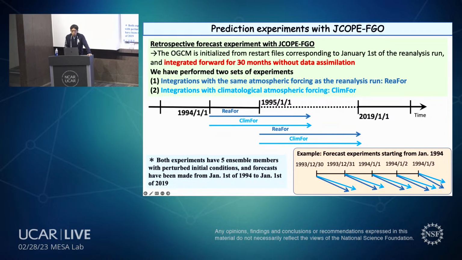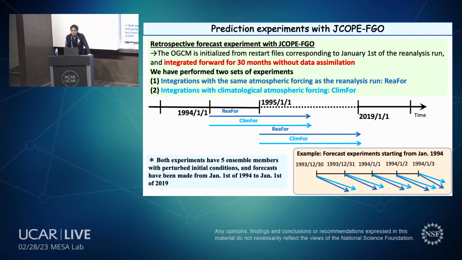In this experiment, we have initialized the OGCM from the initial state corresponding to January 1st of the reanalysis run, which means the reanalysis field of JCOPE-FGO, and integrated forward for 30 months without data assimilation. These forecasts have been made for each year from 1994 to 2019, so we have conducted predictions for a total of 26 cases.